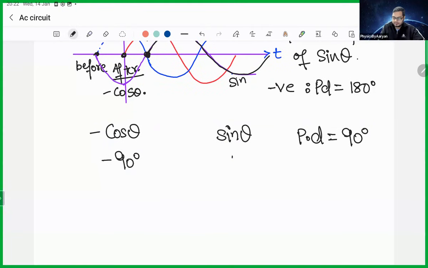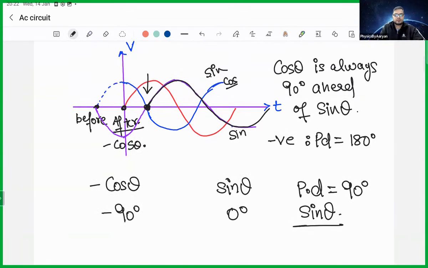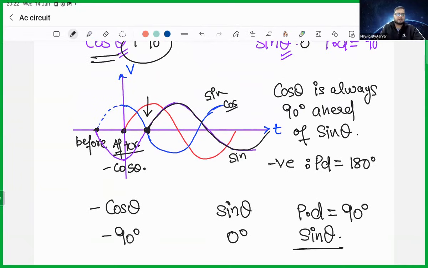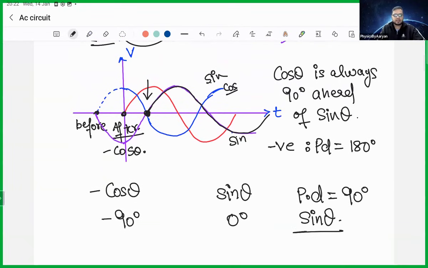Minus 90 degree, and this still remains 0 degree. Now who is ahead? Now you tell me who is ahead? Sine. Can you understand? Do you understand the entire concept? Everyone understood? समझ आ गई भाई? Cos theta and sin theta में who is ahead, and minus cos theta and sin theta में who is ahead? Any doubt? Anyone has a different answer? Please let me know.